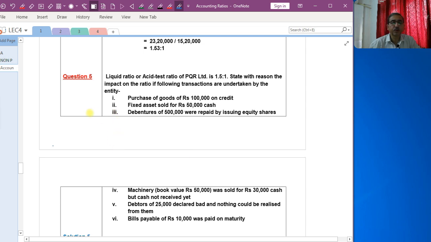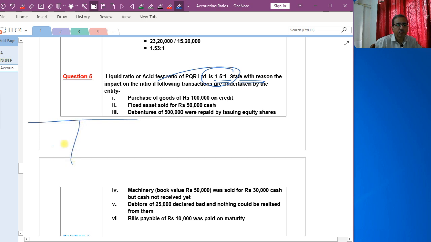Liquid ratio or acid test ratio of PQR Limited is 1.5:1. State with the reason. You have to also mention the reason. The impact on the ratio if the following transactions are undertaken by the entity. So if PQR Limited undertakes the following transactions, then what will be the impact of the transaction on this ratio? That is the question you have to solve. First of all, I think we need to write here a balance sheet.